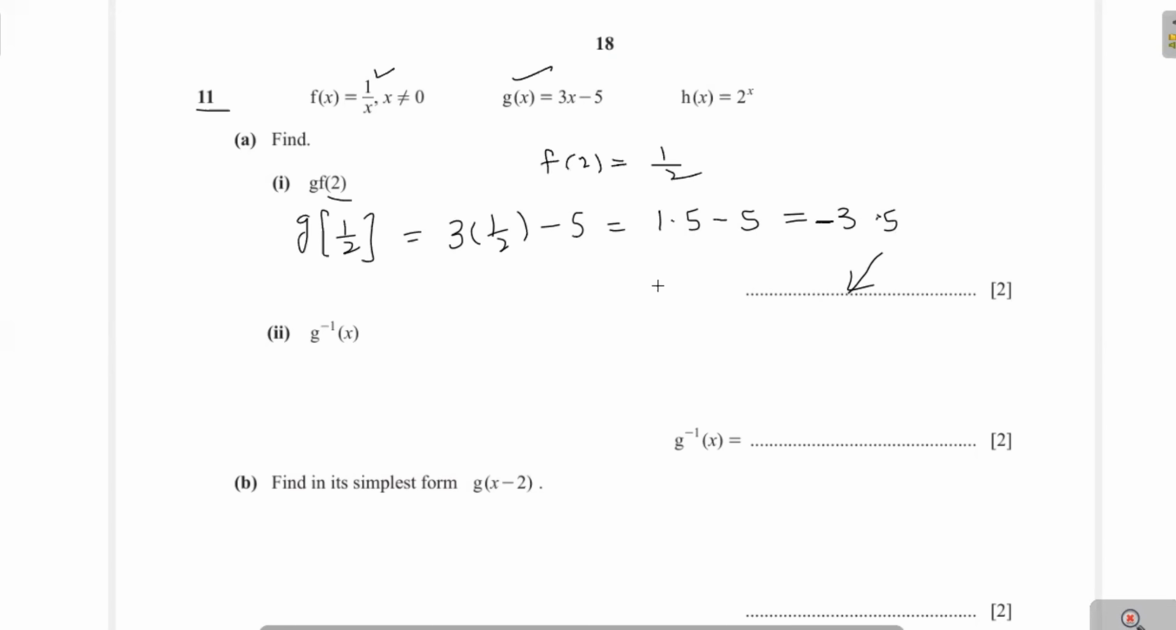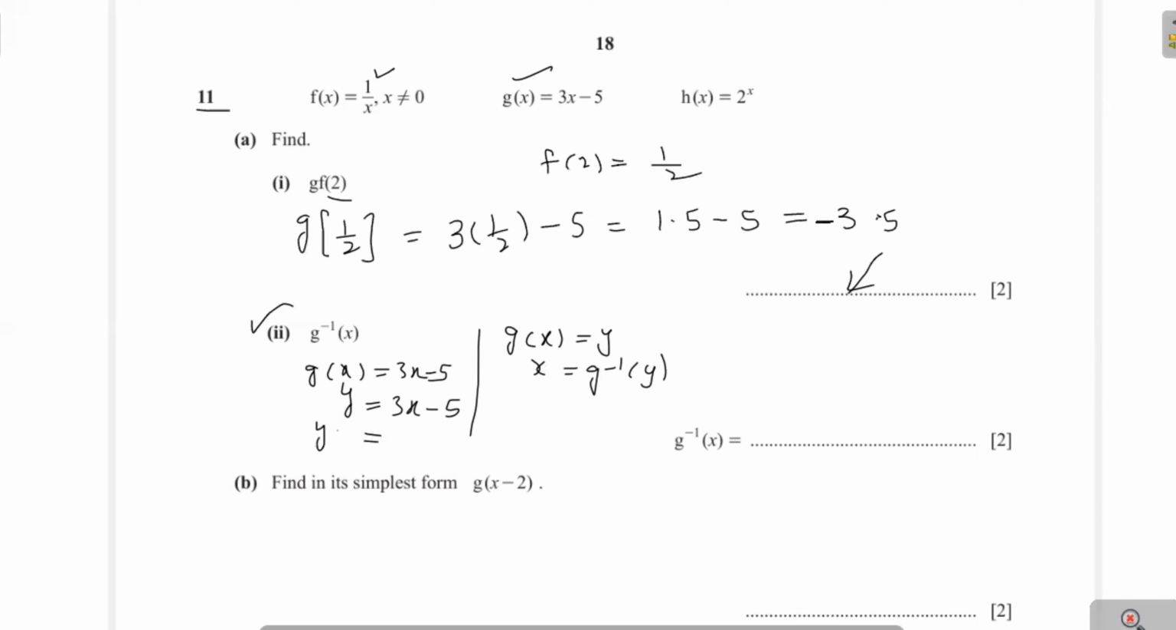Next part, second, g inverse of x. Now, for g inverse of x, we write g of x equal to y, then x will be equal to g inverse of y. And we make x the subject. g of x equal to 3x minus 5. Therefore, we can write y equal to 3x minus 5, and this gives y plus 5 over 3 equal to x.